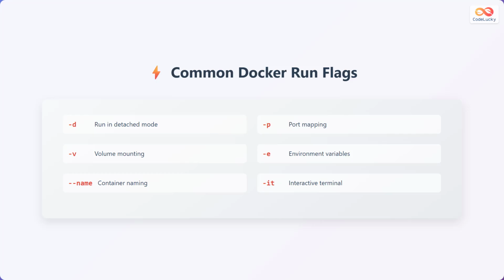Here are some common Docker Run flags. The -d flag runs the container in detached mode, meaning it runs in the background. The -p flag maps ports between the host and the container. The -v flag mounts volumes for persistent storage. The -e flag sets environment variables inside the container. The double-dash --name flag assigns a name to the container. The -it flag allocates a pseudo terminal connected to the container's standard input, creating an interactive terminal.